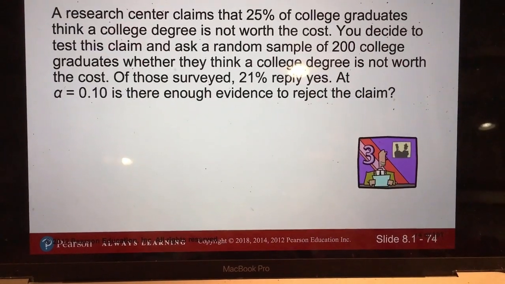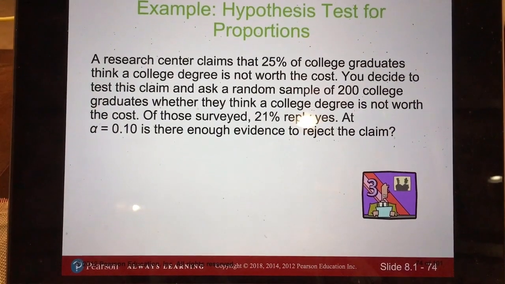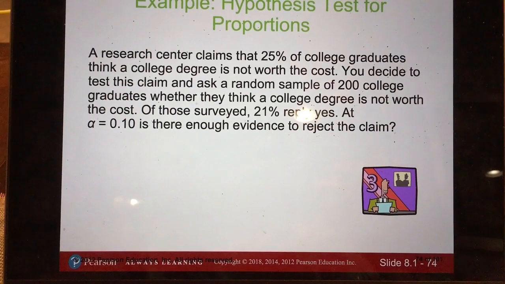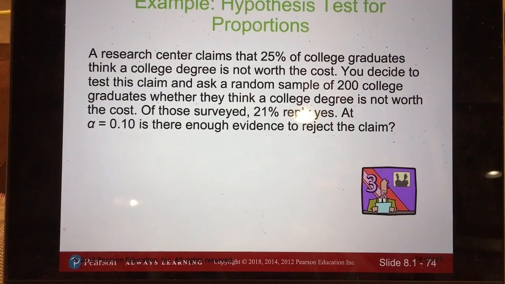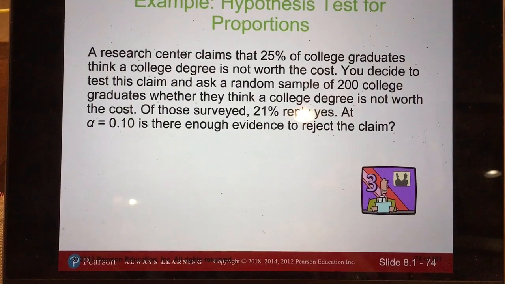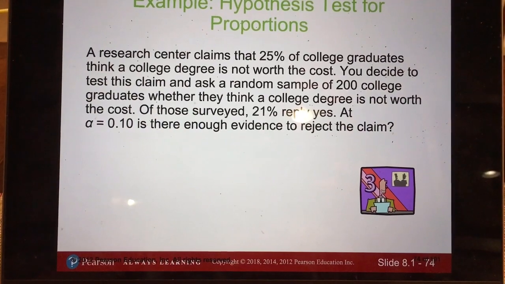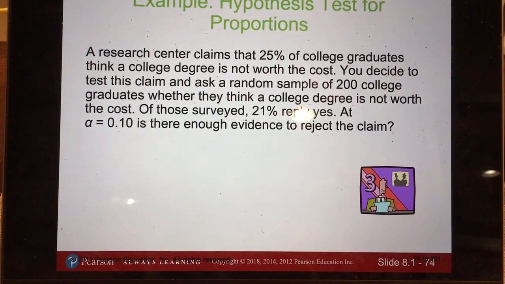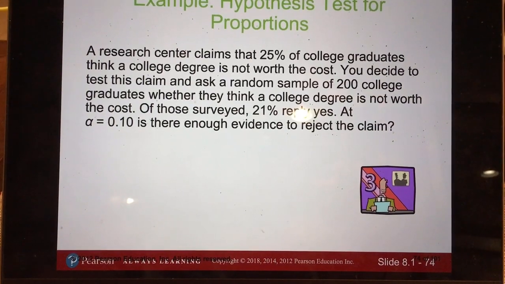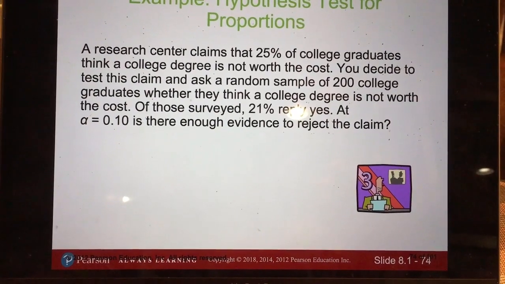Okay, so that was our first example. Let's look at another one. A research center claims that 25% of college graduates think a college degree is not worth the cost. You decide to test this claim and ask a random sample of 200 college graduates whether they think a college degree is not worth the cost. Of those surveyed, 21% reply yes. At alpha is 0.1 or 10%, is there enough evidence to reject the claim?